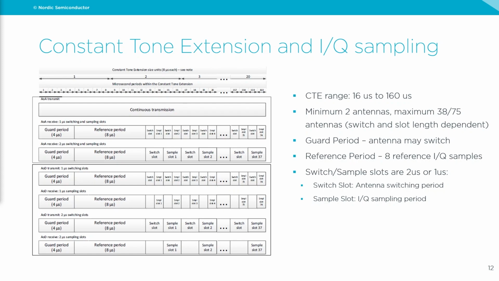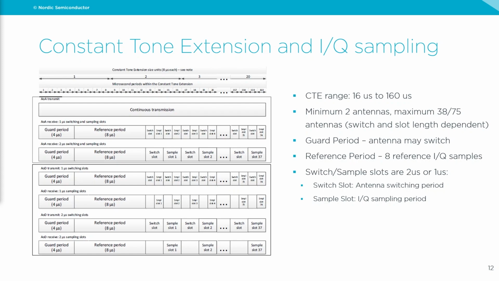What is common for this one, there's always a guard period in the front, and there's always a reference period. And in the reference period, you will always take 8 samples. The reason behind that is that the reference period samples are being used to establish the baseline on the frequency being received on the radio, and to get a time base and the correct phase that you will be comparing with, and then you will switch to all of the other antennas afterwards.